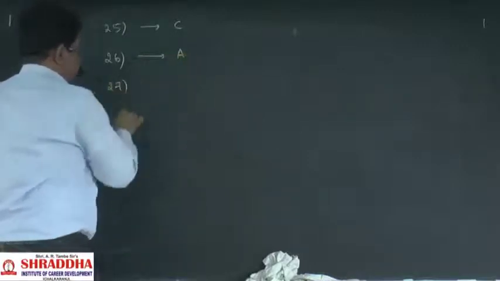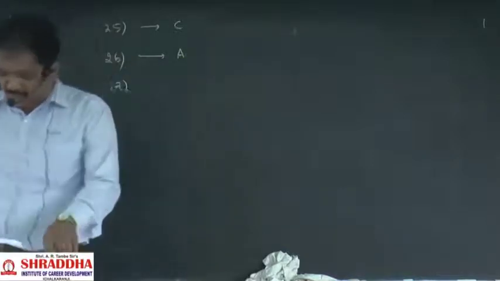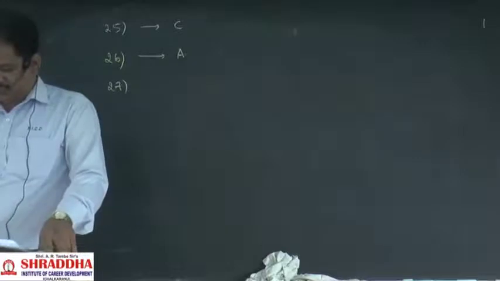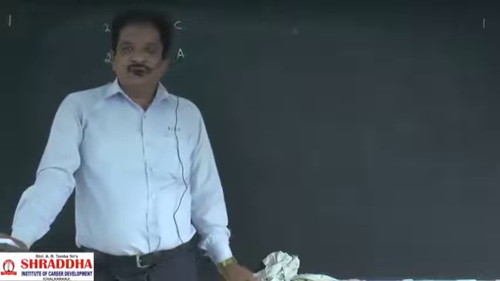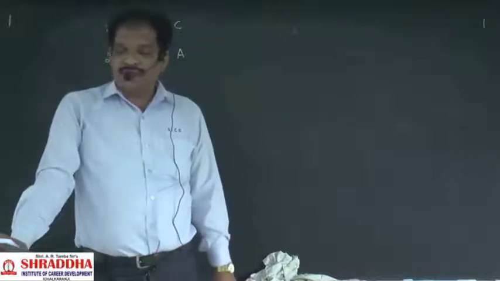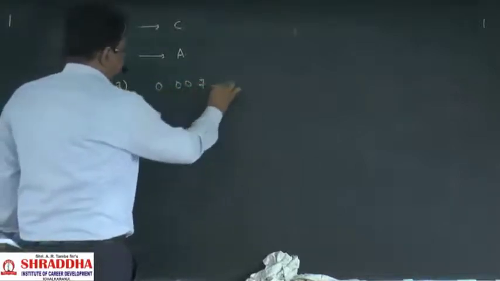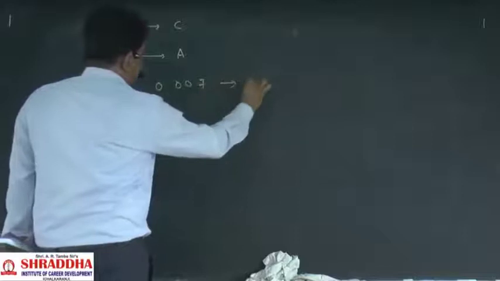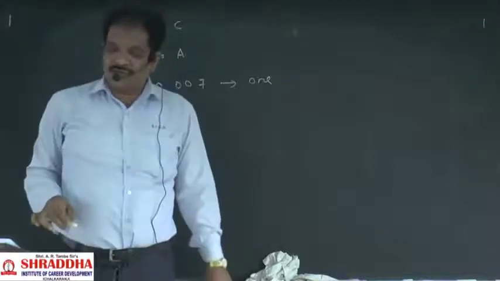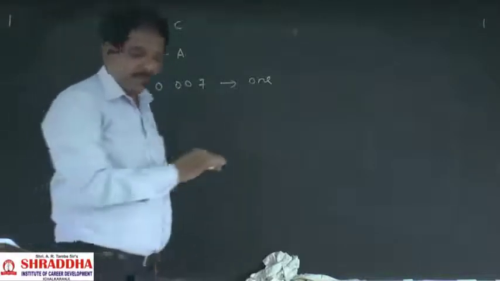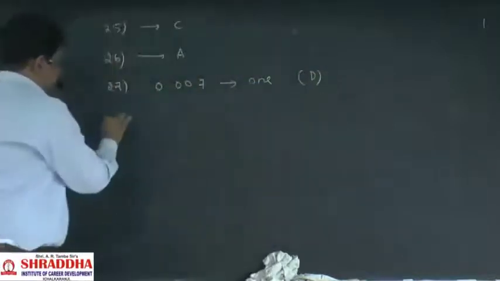Next, 27. What they are asking, see, the number of significant figures in 0.007 is how much? 0.007. It will have how many significant figures? Means only this is significant, one significant figure, right? So option will be D. Clear?